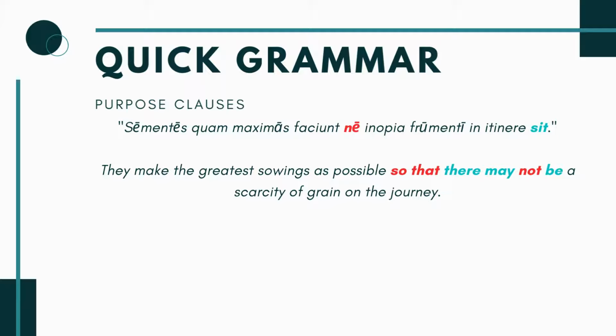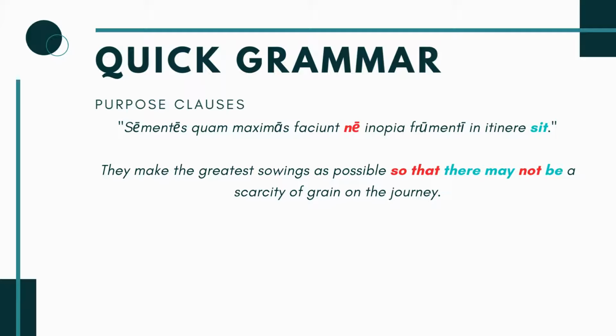And I try to color code it so you can see what's going on. The ne is really so that not, and the sit is there may be. So you're saying so that there may not be a scarcity, inopia, of grain. Frumenti is genitive there, on the journey. Okay, so it's a quick overview, but that should give you enough to at least let you see a little bit of the grammar and understand it so that you can really set yourself up for this chapter.